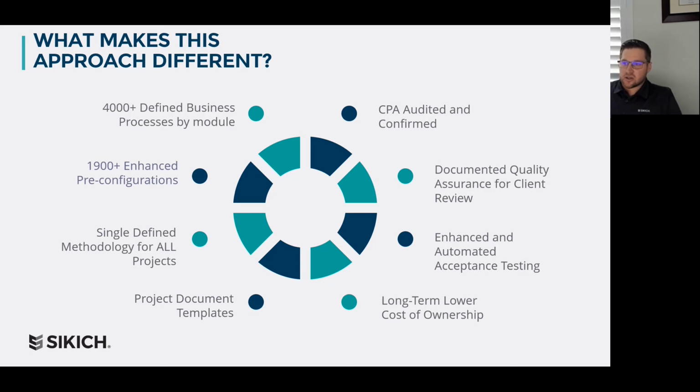So what does some of this include? Well, we've defined over 4,000 different business processes by module, and how we've set those up, how you transact in those modules, and how you analyze those transactions. We've had our CPA firm audit and confirm all of our business processes within the solution. We've also enabled and enhanced the automated acceptance testing that goes along with Dynamics 365.